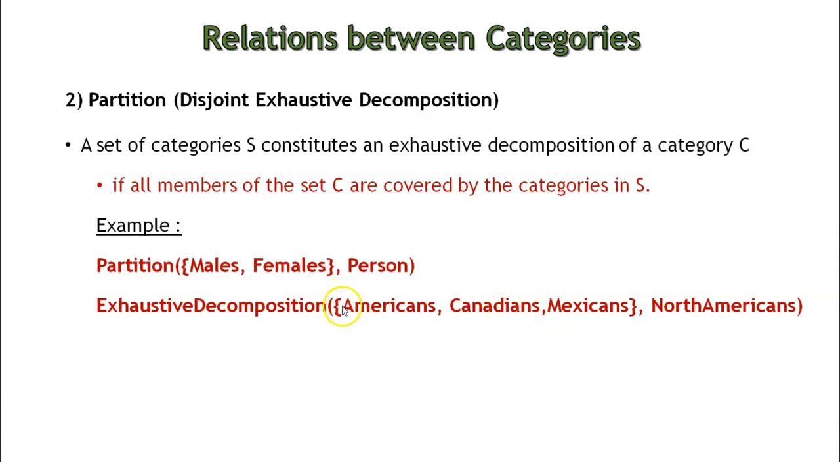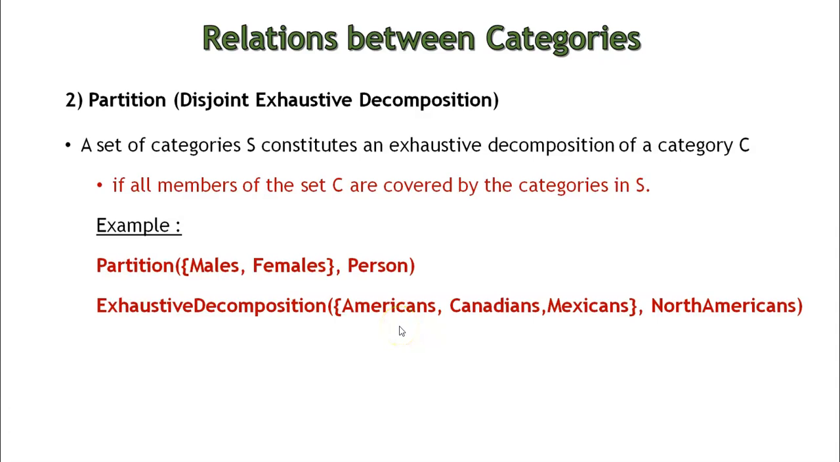Here is another example. Let us consider the set of categories American, Canadian and Mexican. Let us consider these three categories as a set, set S, and North American as a category called C. All the members of the category North American will be in one of the categories: either an American, or Canadian, or Mexican. So this is also a suitable example for exhaustive decomposition, or what we call partition.